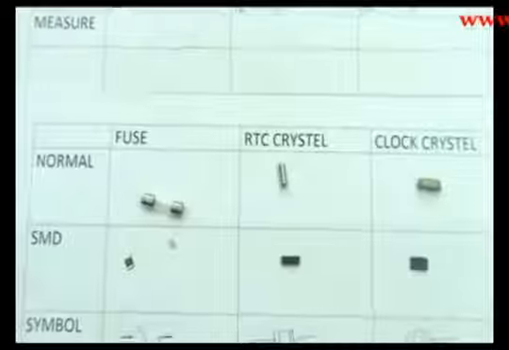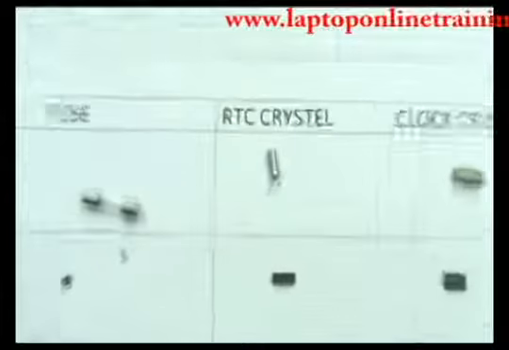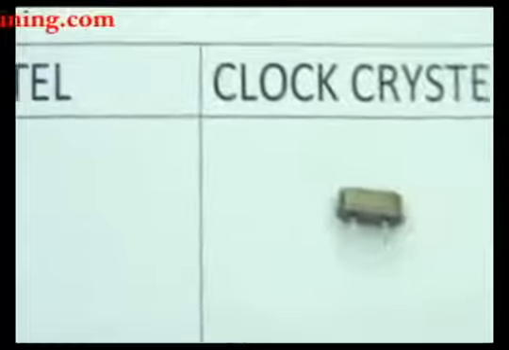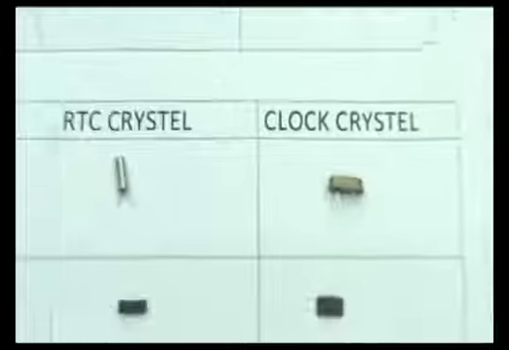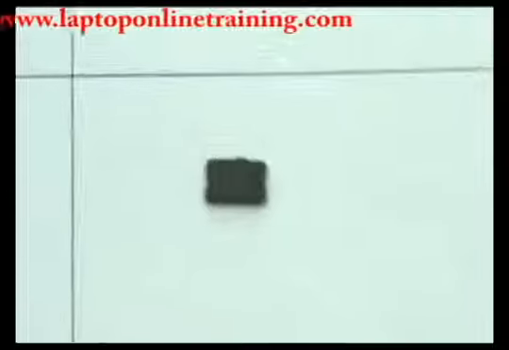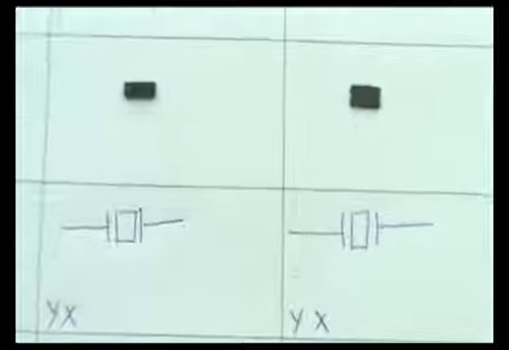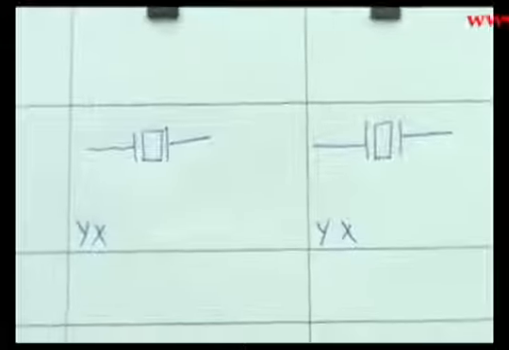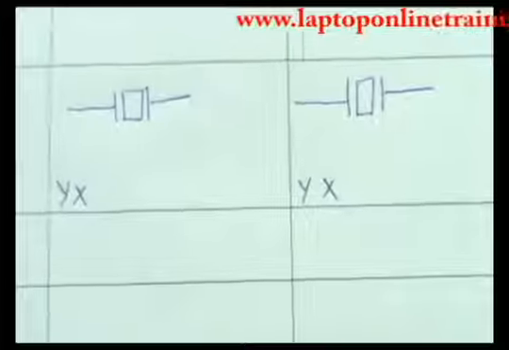Another is the crystal, the RTC crystal. It will look like this in a desktop motherboard, a big component, and the clock crystal will be like this. But in laptop motherboards you can see it like this, with 4 legs or 8 legs, and RTC clock crystals are both black in color. It has 2 legs, and its symbol on the schematic diagram will be like this, and it is identified by Y or X, like that.